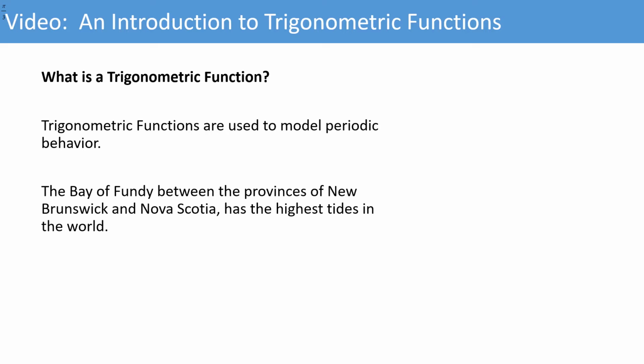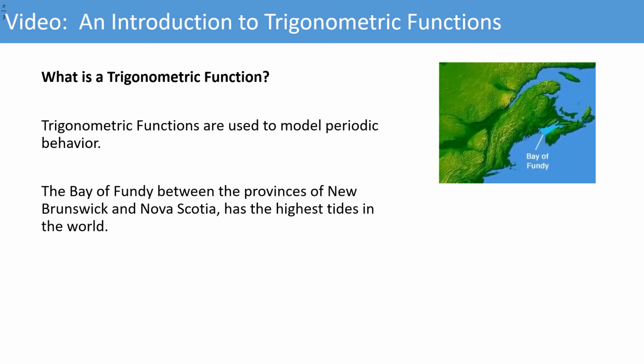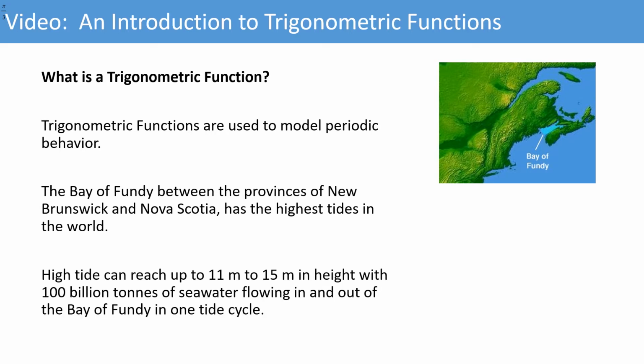Here is an example. The Bay of Fundy, located between the provinces of New Brunswick and Nova Scotia, has the highest tides in the world. High tide can reach up to 11 meters to 15 meters in height with 100 billion tons of seawater flowing in and out of the Bay of Fundy in one tide cycle.